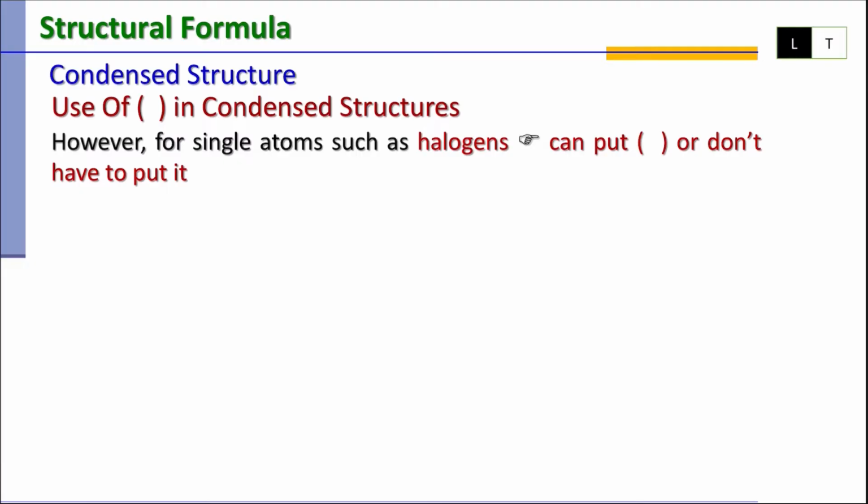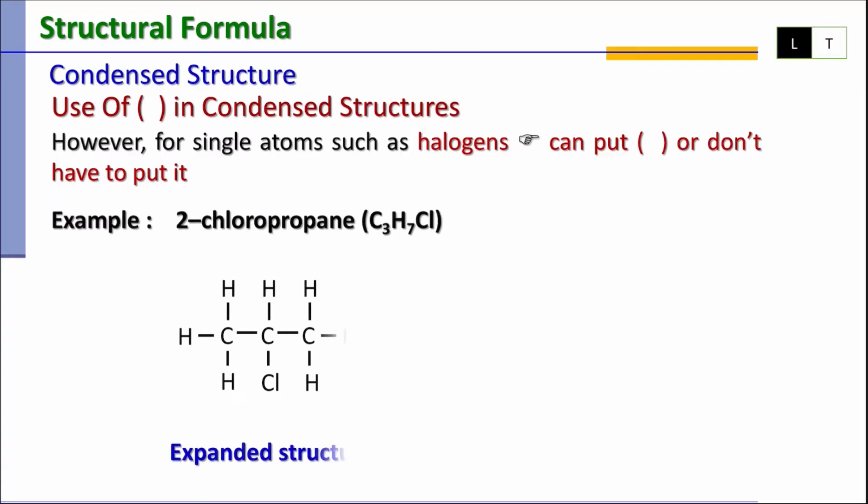Let's say saya ada single atom, contohnya macam halogen. Awak boleh letak dalam bracket ataupun tidak. Let's say saya ada example 2-chloropropane. So bila saya lukis expanded structure, this is the structure for 2-chloropropane. Bila saya nak draw saya punya condensed structure, I'm going to start from left to right. So CH3, CH dalam kurungan Cl berakhir dengan CH3, this one. So this is one way.